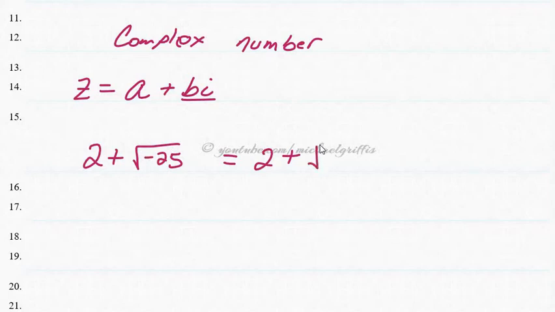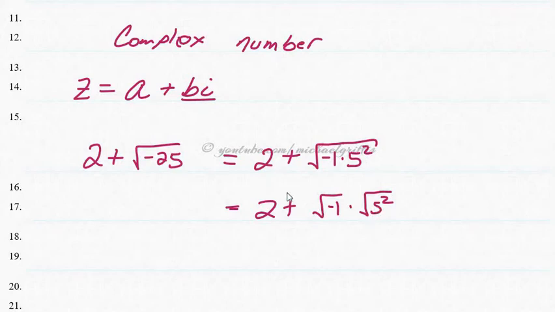This is the square root, and I'm going to write negative 1 right here, times this is 5 squared. We could rewrite that, 25 is 5 squared. We could break this up as 2 plus the square root of negative 1 times the square root of 5 squared. Now, we didn't have to do that, but we did it anyway, because you should know what the square root of 25 is. It's 5. All right. Now we have 2 plus.